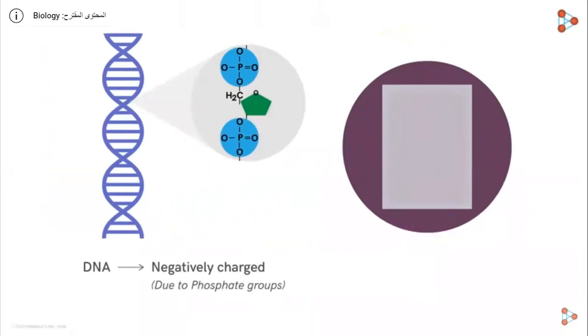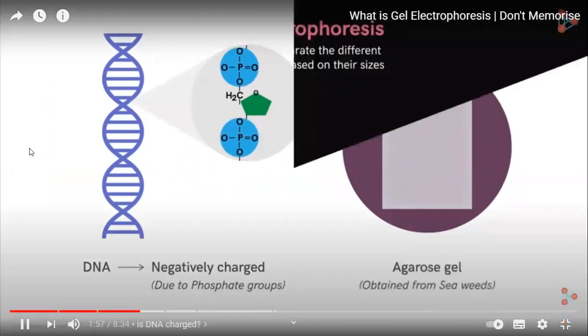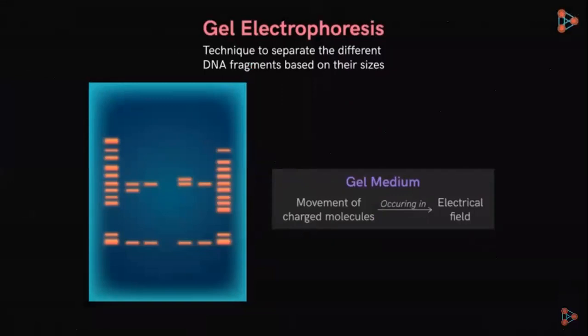Interestingly, the gel which is generally used for the DNA is agarose gel, and it's obtained from the seaweeds. Now, getting back to our process. We said that the DNA molecules get separated on the basis of their sizes.